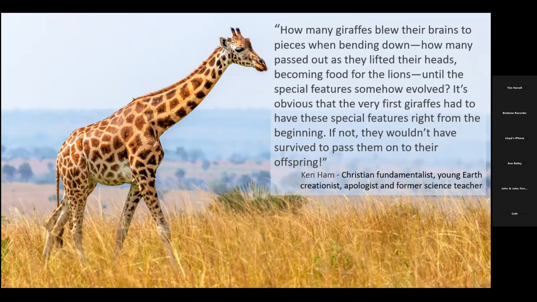And I think he says something like, how many giraffes blew apart their head when bending down? How many passed out as they lifted up their heads, becoming food for the lions? Until the special features somehow evolved. It's obvious that the very first giraffes had these special features right from the beginning. If not, they wouldn't have survived to pass them on to their offspring, which makes a lot of sense to me.